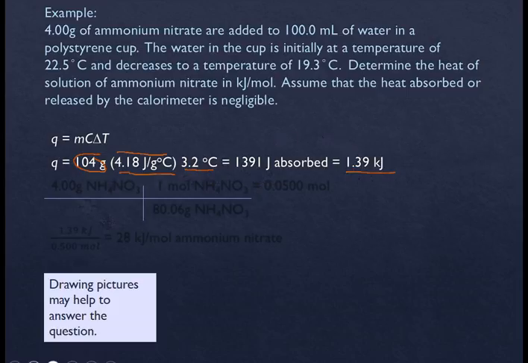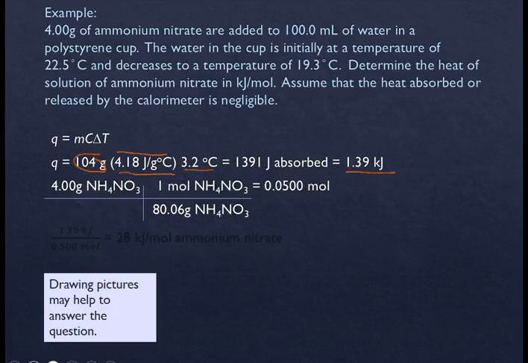And then we can take the mass of our ammonium nitrate to quantify how many moles we've got. And that gives us 0.0500 moles. And we have a mole value and we have an energy value. And that gives us this calculation. So there's our answer, 28 kilojoules per mole of ammonium nitrate is how much energy is going to be put into water per mole.